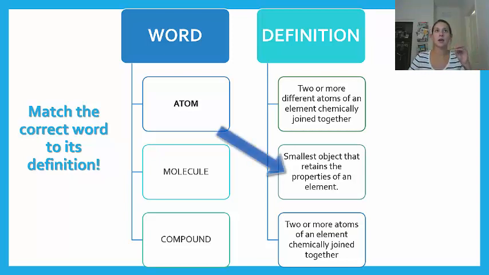So we're going to connect our top word to our middle definition here. We have a molecule, which is when we have two or more atoms of the same element chemically joined together. And then we have a compound, which is two or more different atoms of an element chemically joined together. So this is basic vocabulary that we need to know in order to get through this unit.